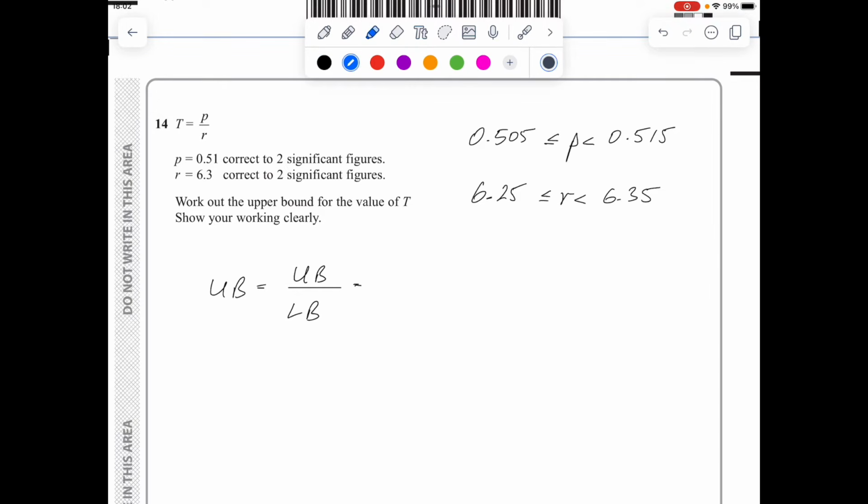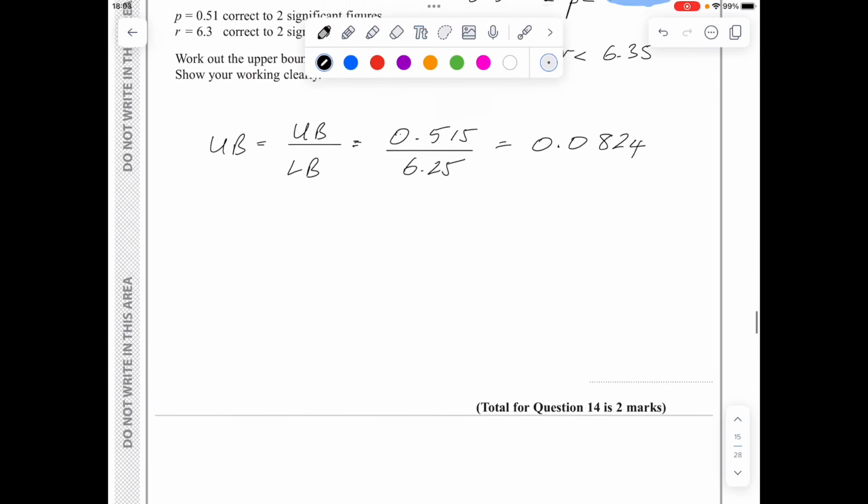Hence, I'm going to use the 0.515 and the 6.25. So let's substitute 0.515 over 6.25. Put this on the calculator and you will get 0.0824.